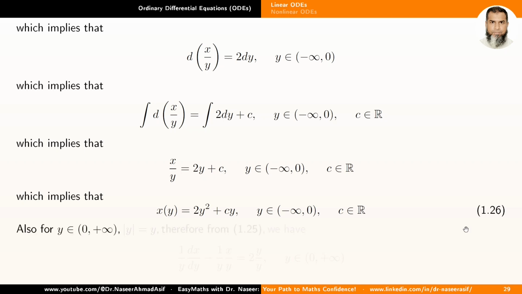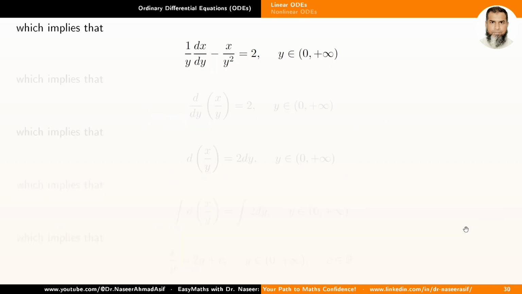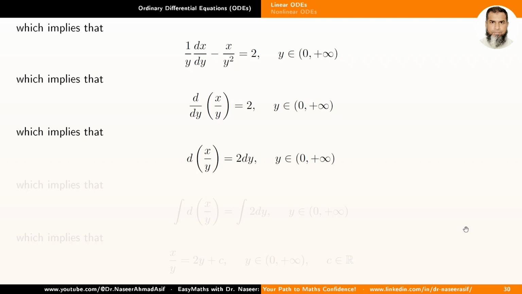Also for y belongs to 0 to plus infinity, y absolute is equal to y. Therefore from equation 1.25 we have 1 over y ds by dy minus 1 over y into x over y is equal to 2 into y over y, where y belongs to 0 to plus infinity open interval. So we have 1 over y ds by dy minus x over y square is equal to 2, where y belongs to 0 to plus infinity open interval. So we have d by dy of x over y is equal to 2, where y belongs to 0 to plus infinity open interval. So d of x over y is equal to 2 dy, where y belongs to 0 to plus infinity open interval.